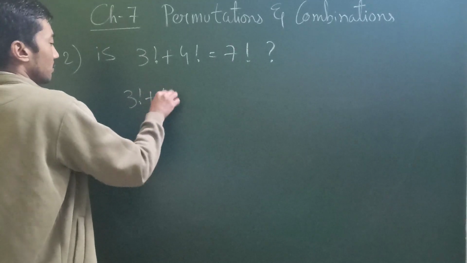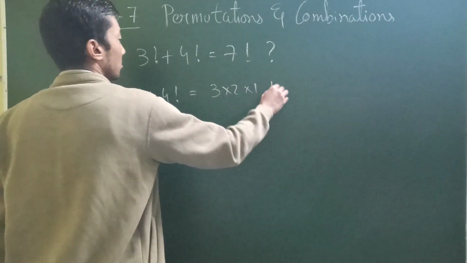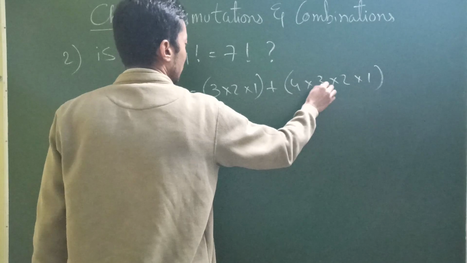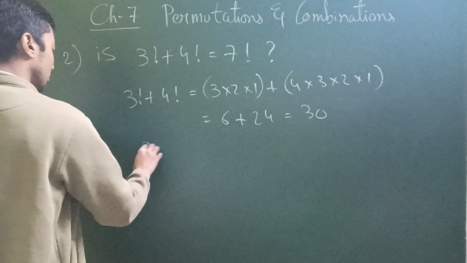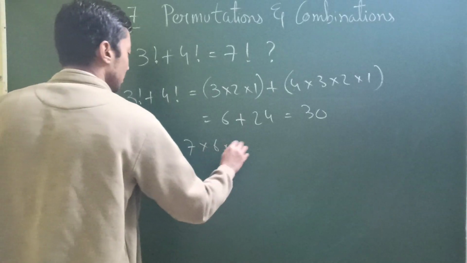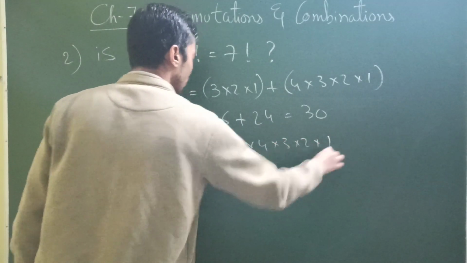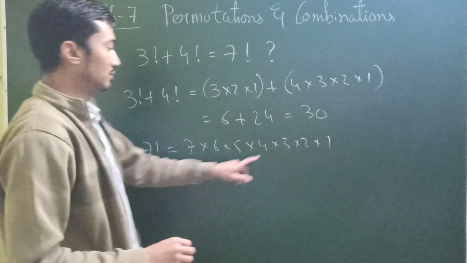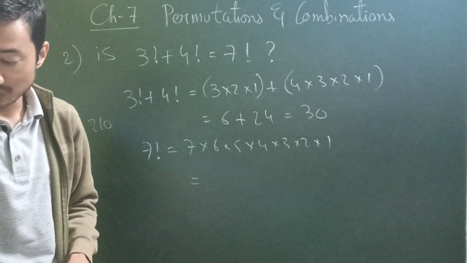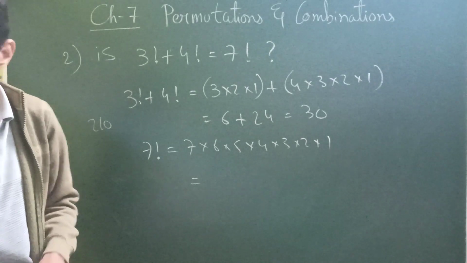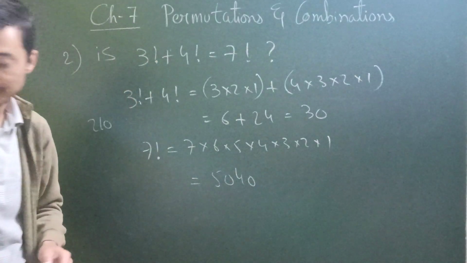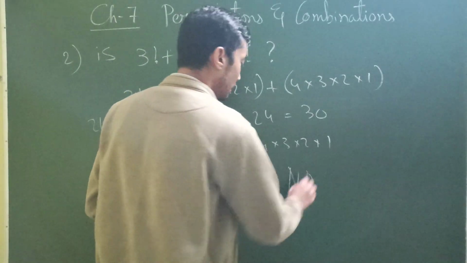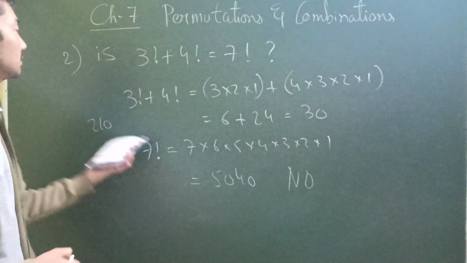Let's just prove it. What is 3 factorial plus 4 factorial? If we expand, 3, 2, 1 plus 4 factorial, 4, 3, 2, 1. So 3 2 is 6, 4 3 is 12, 12 2 is 24. So that's 30. What is 7 factorial? That's going to be a big number: 7, 6, 5, 4, 3, 2, 1. 7 6 are 42, 42 5 are 210, 4 3 are 12, 12 2 are 24. So 24 into 210 is 5040. So definitely you can see that they are not the same. The answer is absolutely not. We just cannot add factorials like that.